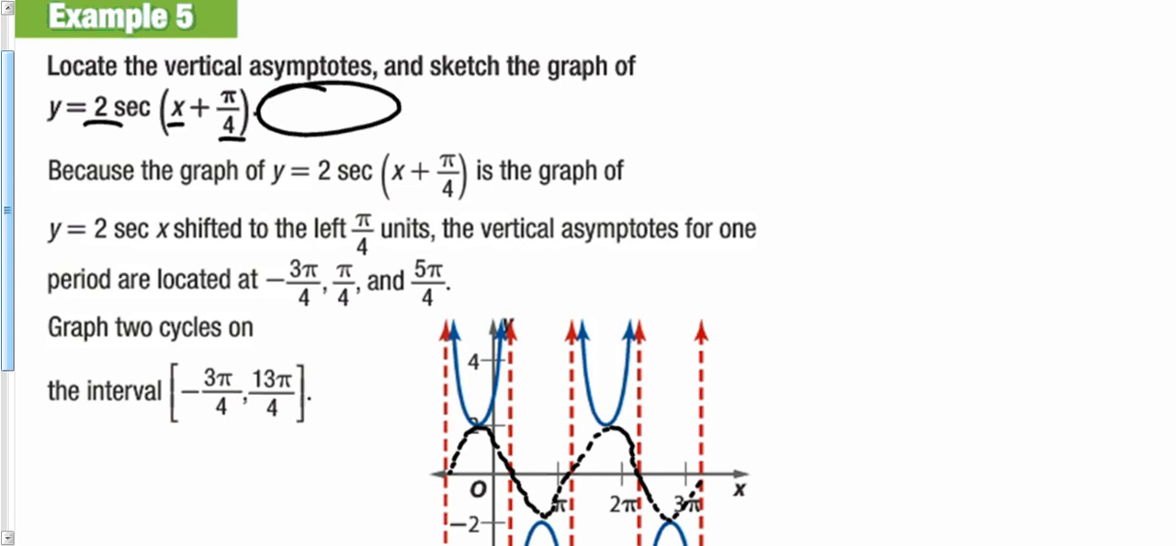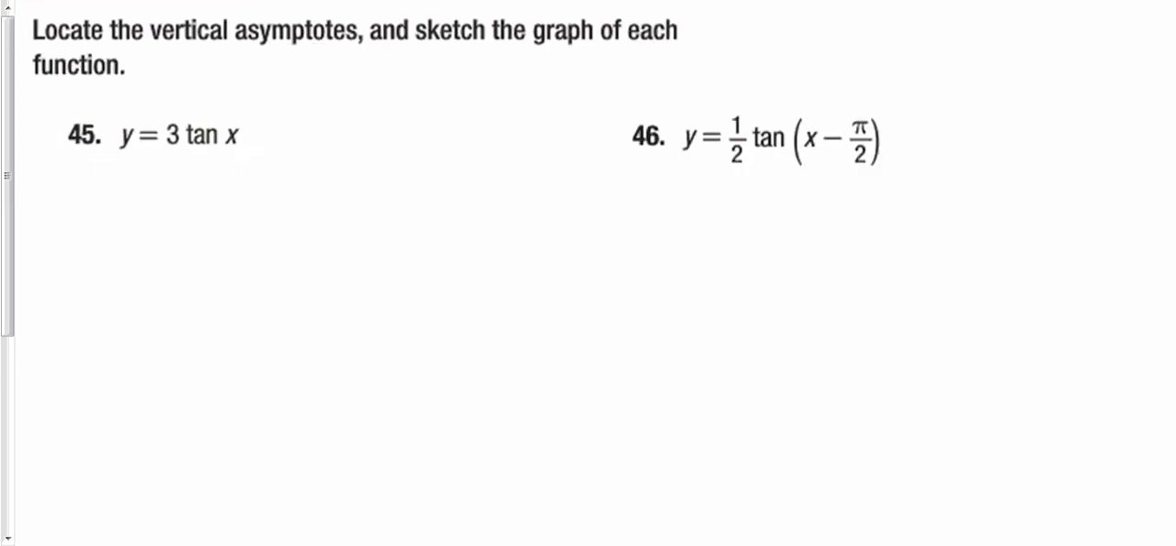An important thing to remember, however, is that the period for tangent and cotangent is going to be pi instead of 2 pi. Okay. So again, sketching the graphs might be a little bit much in our time constraints. So basically, we're just going to find the asymptotes. For this one, the asymptote right here is not going to change. So the asymptotes remain at negative pi over 2 and pi over 2.